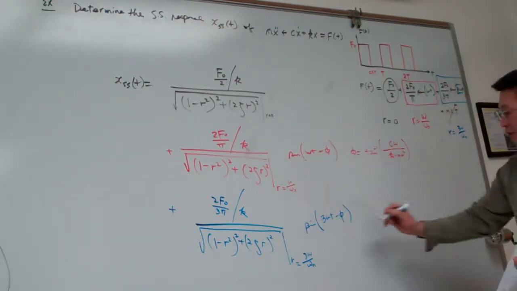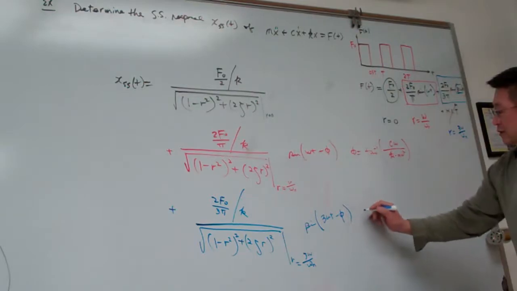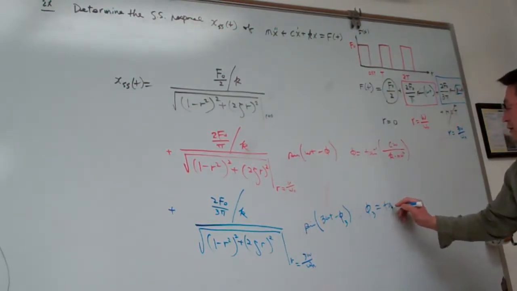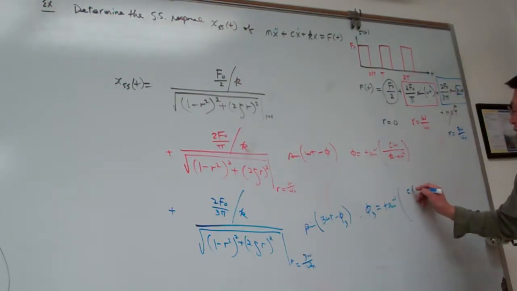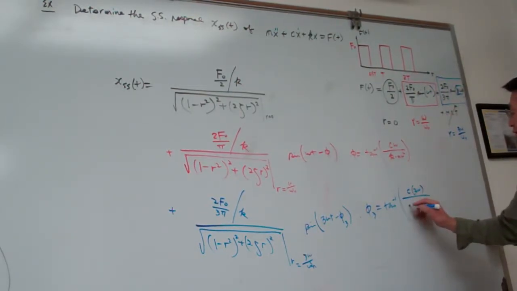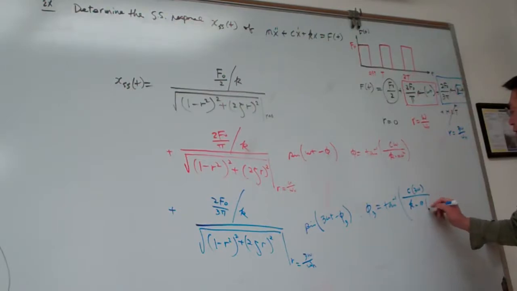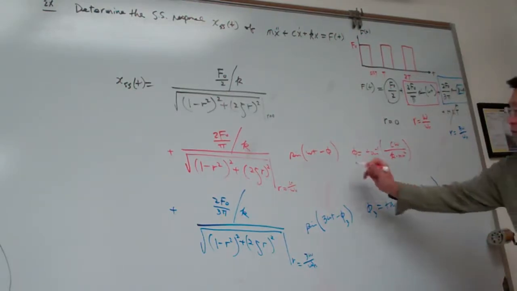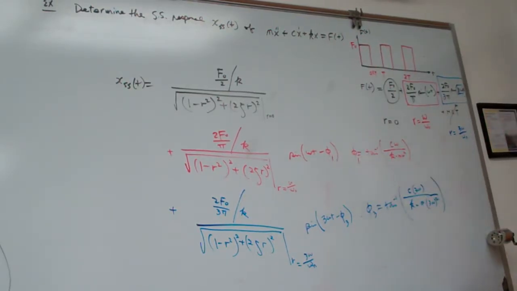So why not let me use different notations. So here is 3, okay? So arctangent of c times 3 omega over k minus m times 3 omega squared. Okay, so to distinguish the different numbers, let me say this is v1.